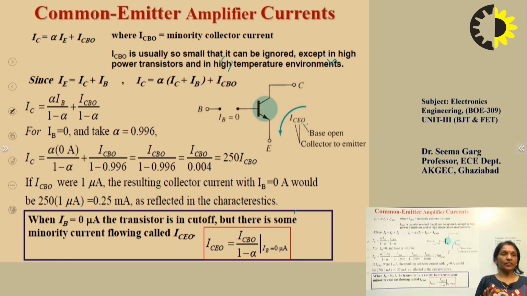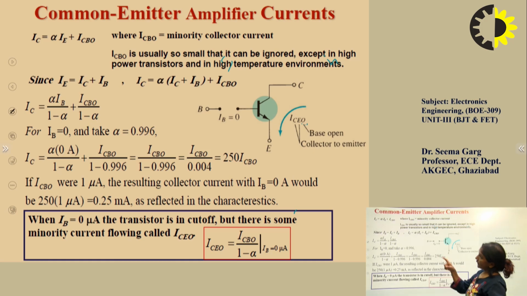In general you can write only ICO, but if the configuration is specific, common base or common emitter, then we use ICEO. ICEO stands for the current which is flowing from collector to emitter keeping the base open. So the base is open, that's why the base current is equal to 0.